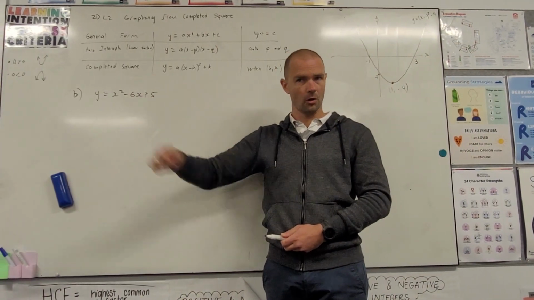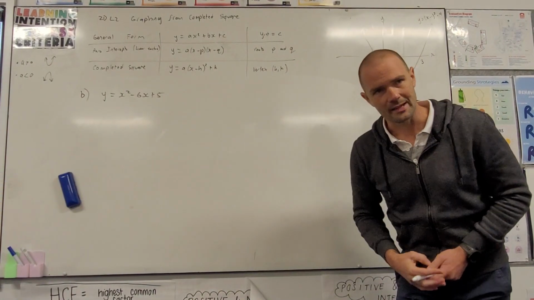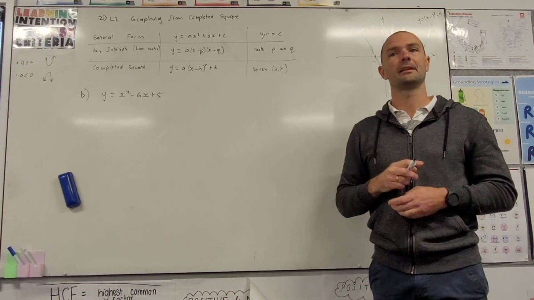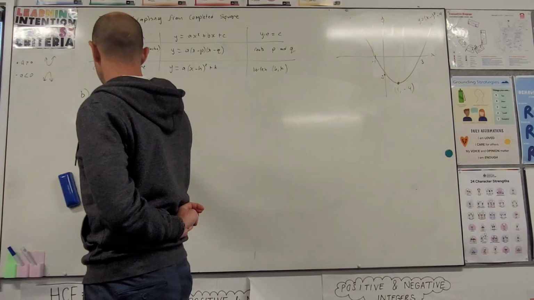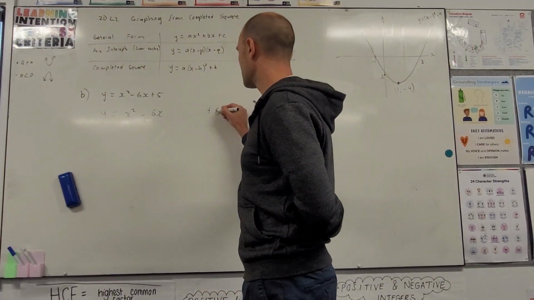All right, so your role here is going to be to complete the square first. Now, it's a little bit different from when we were solving equations by completing the square. What we're going to do, I'm just going to set it up like this first. We're going to have x squared take 6x, and then I'm just going to move the plus 5 over.